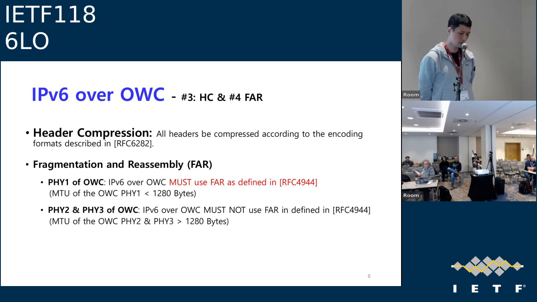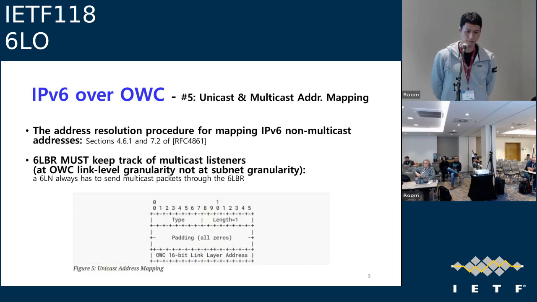Thank you. And the next slide, please. And then number 5, actually the unicast multicast address mapping, this is the address resolution procedure of mapping IPv6 non-multicast address, section 4.6.1 and 7.2 of RFC 4861. The 6LBR must keep track of the multicast listeners at authority link level granularity, and the 6LN always has to send the multicast packets through the 6LBR. Figure number 5 is the mapping format. And the next slide, please.